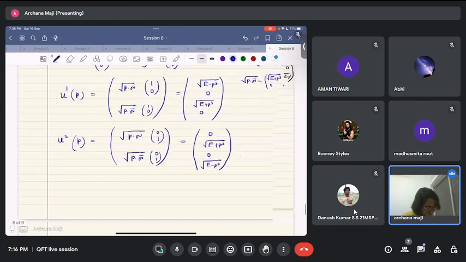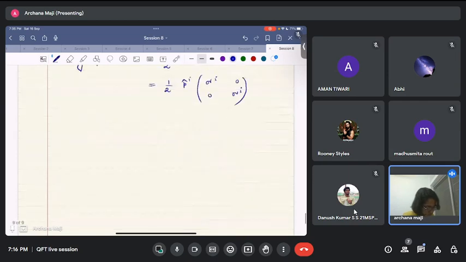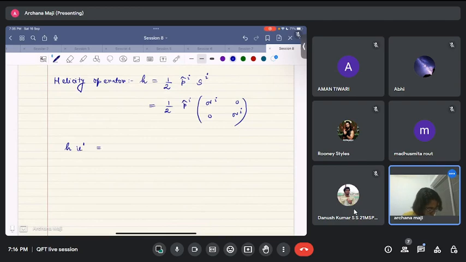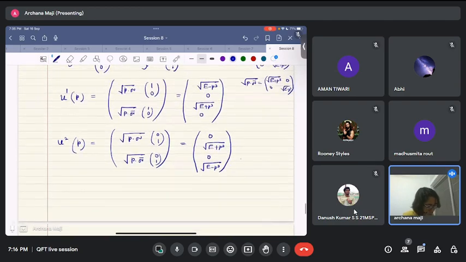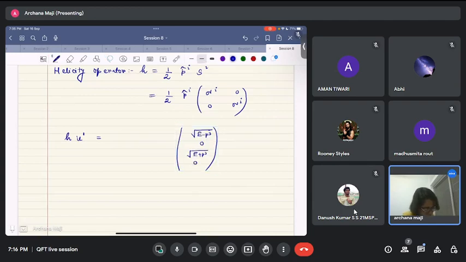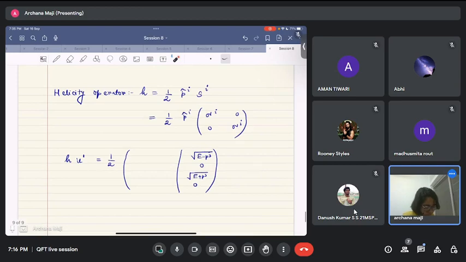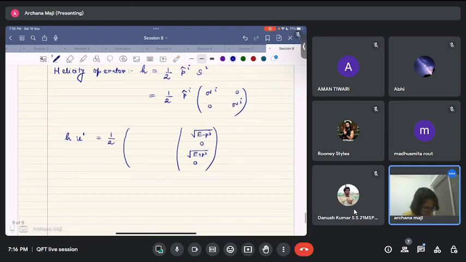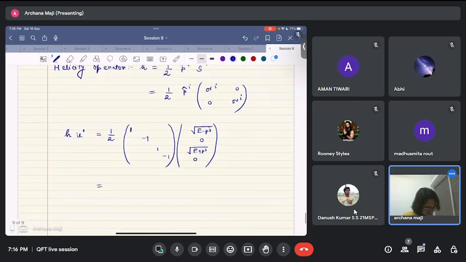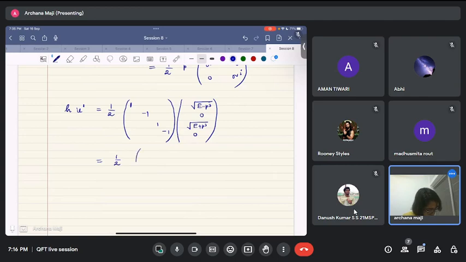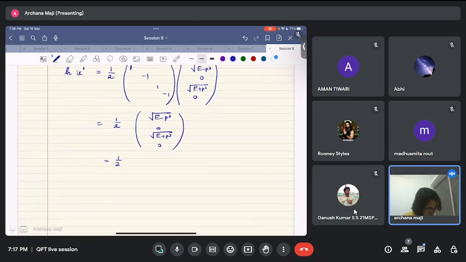So if you look at these two solutions that we have obtained, u1, so h acting on u1, what will it be? u1 is this vector. This is a unit vector, so it's just showing the direction along which the momentum is. So this is the matrix 1, minus 1, 1, minus 1, that corresponds to the helicity operator. So you get half square root E minus p3, 0, square root E plus p3, 0.